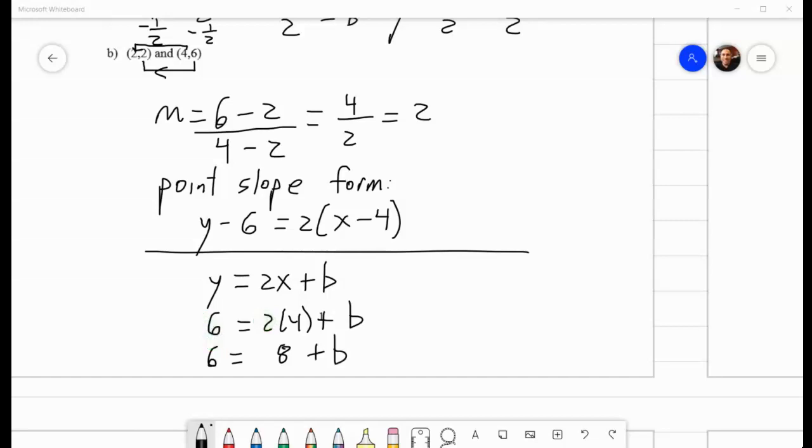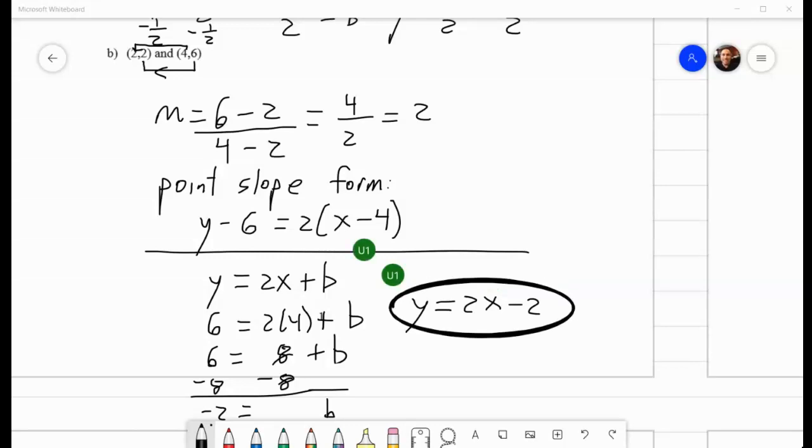Oh, there it goes. Scared me. I thought it stopped syncing, but it came back. Okay, but from here, what would b have to be? See if I can solve for it. We want to get b, so we subtract 8 from both sides. 8's cancel. b equals negative 2. So we have y equals 2 times x, b is negative 2, so y equals 2x minus 2. So that's another solution. Okay, that's good. Are there any questions about this?